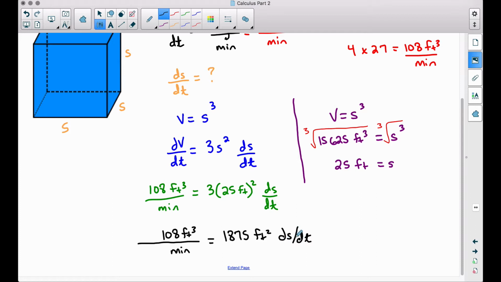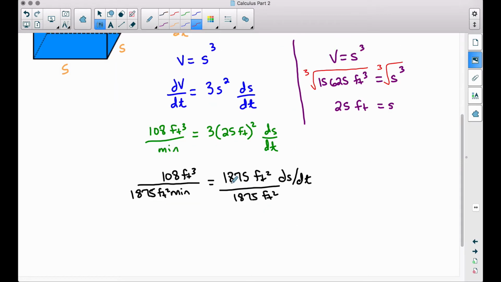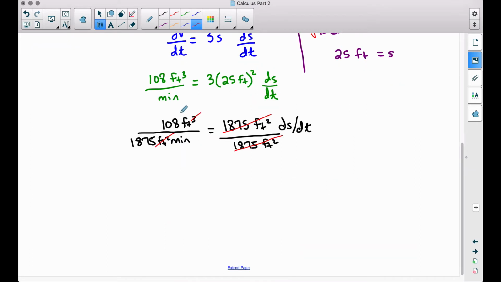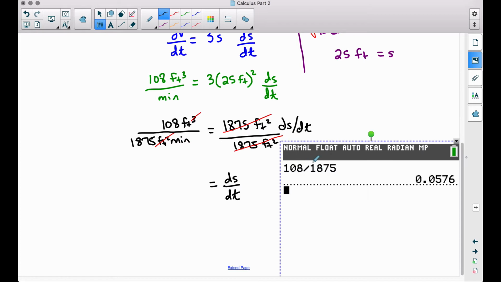And to get dS/dt by itself, we can divide by 1,875 square feet on both sides. That will cause these to cancel out, giving us dS/dt by itself. Over here on this side, the square feet will cancel out with the cubic feet, leaving us with a plain old foot, just a standard foot per minute. That's the rate of change of the length of the side that we want according to our question. Remember, it did say round your rate to the nearest hundredth of a foot per minute. Notice we have feet per minute. And going to the calculator to get this measurement, 108 divided by 1875, again we have feet per minute.